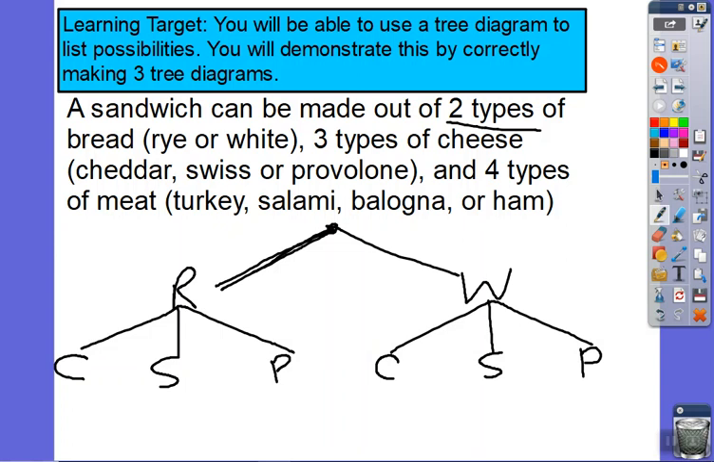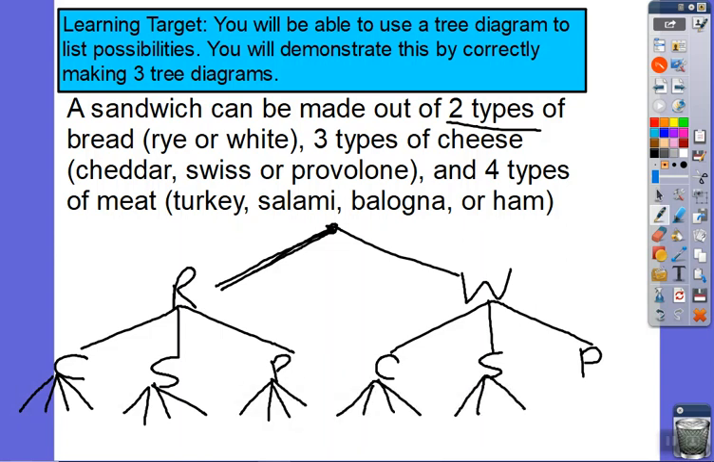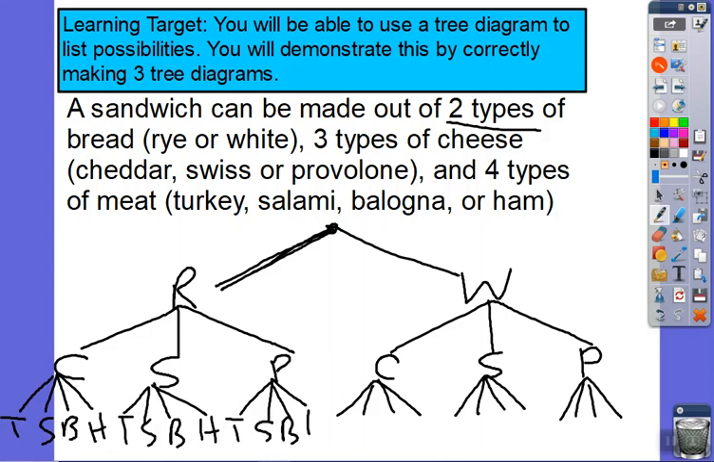And then I'm going to have 4 types of meat. I'll try to do the best I can here with my fingers. So we need 4 off of each of these because I don't know what bread you want and I don't know what cheese you chose. So each of these is going to get 4 branches. And we would label these. So I've got turkey, salami, bologna, and ham. Turkey, salami, bologna, and ham. Doing them for each of these.